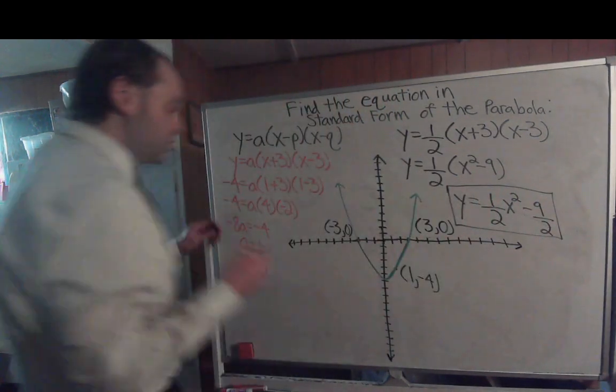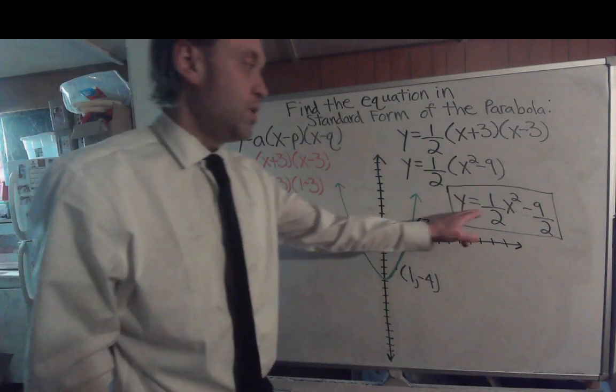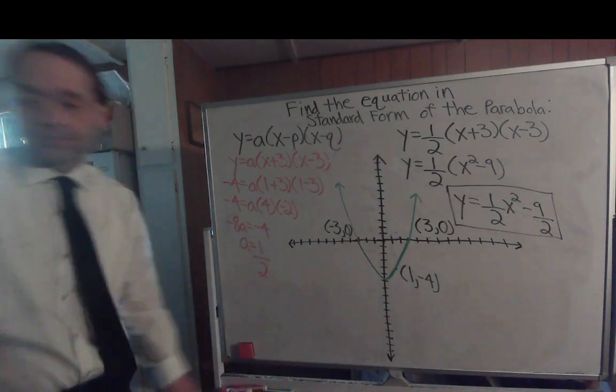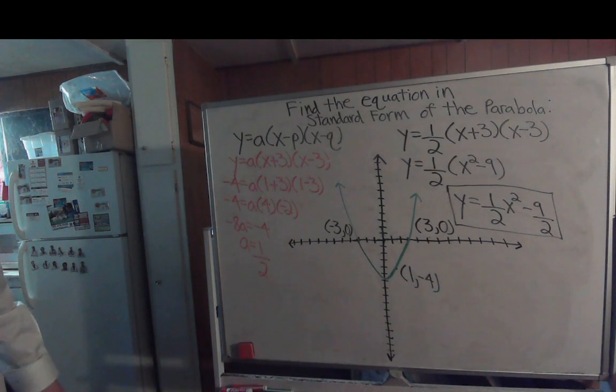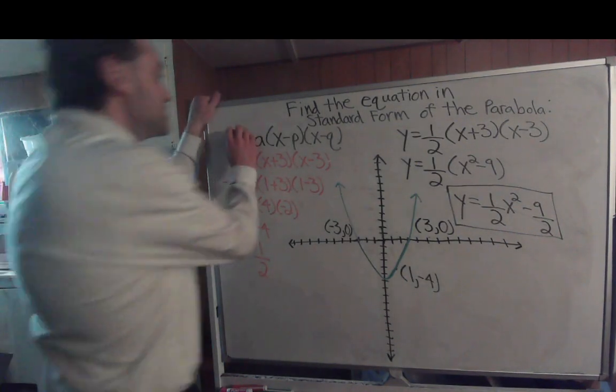That would be this quadratic equation and the equation for this parabola in standard form. Y equals 1/2 x squared minus 9/2. And I got two more like this.